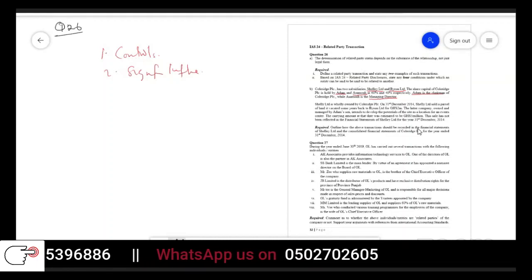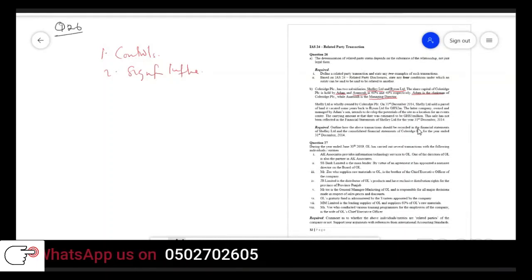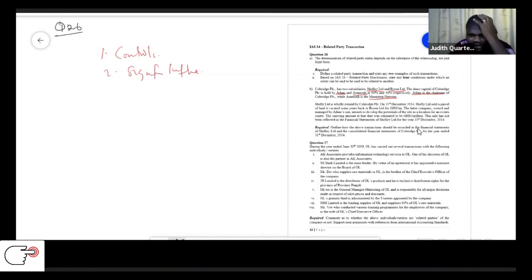Shelley Limited is wholly owned by Coleri PLC, meaning the whole 100% is for Coleri. On 31st December 2014, Shelley Limited sold a parcel of land it vacated some years back to Byron Limited for $2 million.